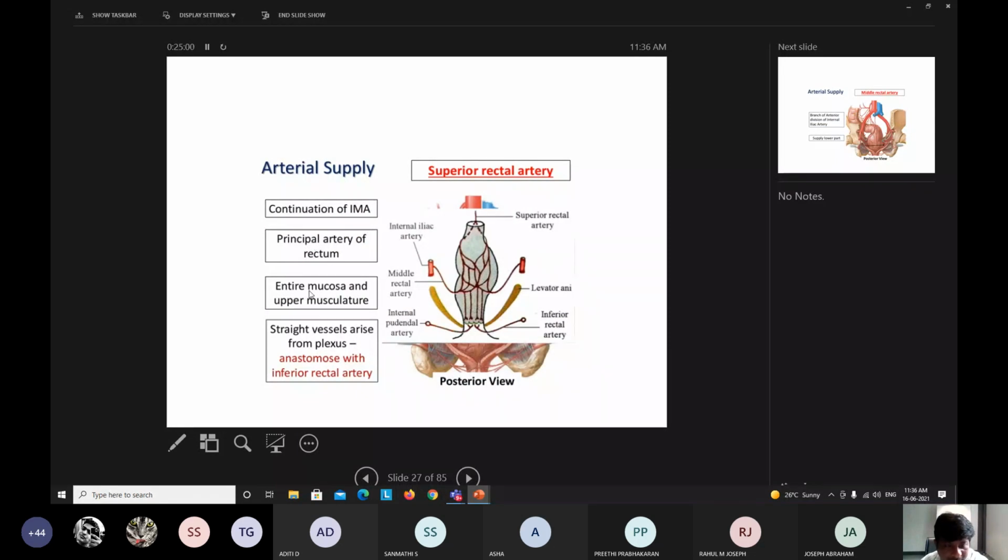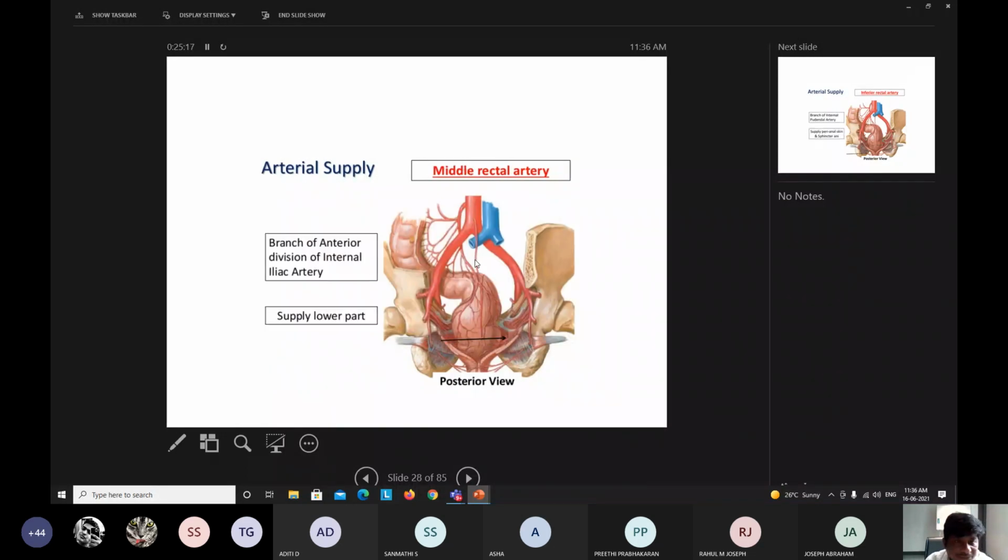The entire mucosa and upper musculature are supplied by the superior rectal artery. Straight vessels arise from the plexus and anastomose with the inferior rectal artery, forming an anastomotic network in the rectum. The middle rectal artery is a branch from the anterior division of the internal iliac artery. Here you can see it supplying the lower part of the rectum.